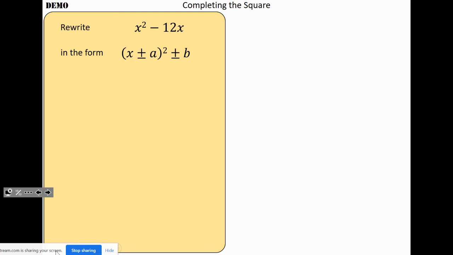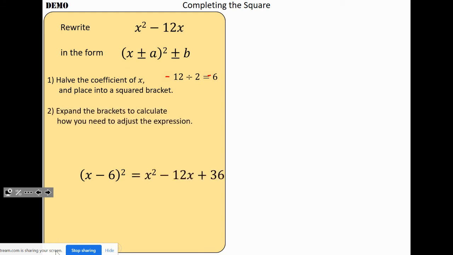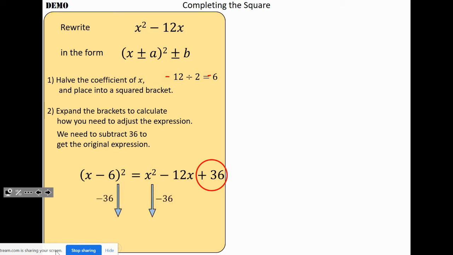Okay, so when we do this, negative 12 divided by 2 is negative 6. So we have x minus 6 all squared. If you expanded that, you've got plus 36. So it's x minus 6 all squared, take away 36 to give us our original x squared minus 12x.